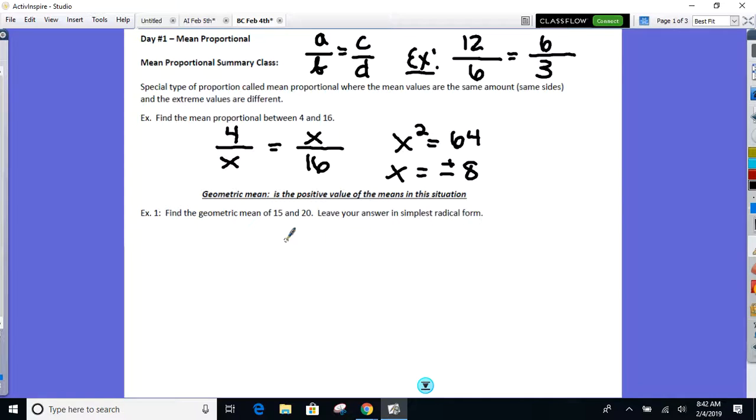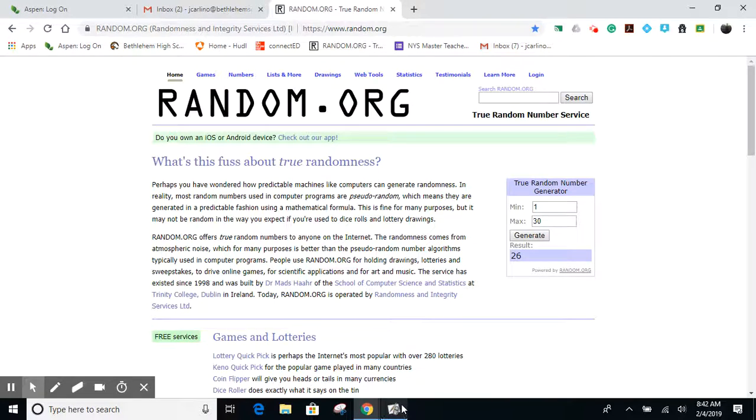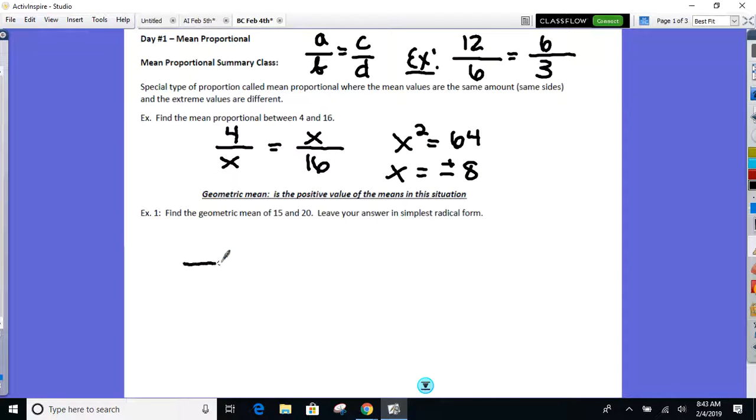Find the geometric mean of 15 and 20. So a mean proportional, but now instead of doing plus or minus, I just want the positive version when it asks for the geometric mean. All right, so let me open it up to you guys. Set up a nice proportion here to find it. Got it. X over 20. Again, I'm looking for the positive version now, in simplest radical form, of course, because we are in honors. So x squared is equal to 15 times 20, 300.